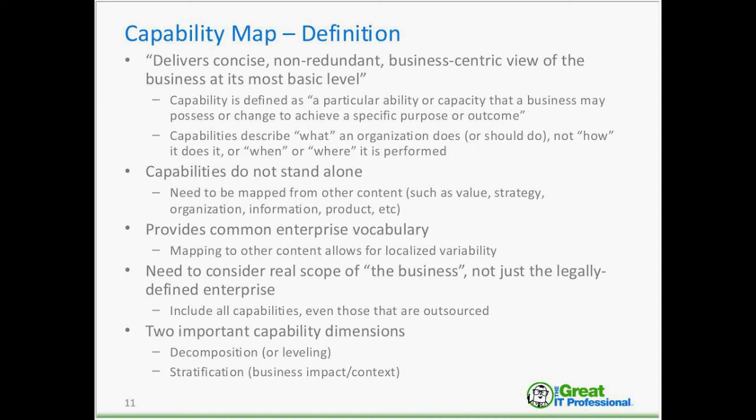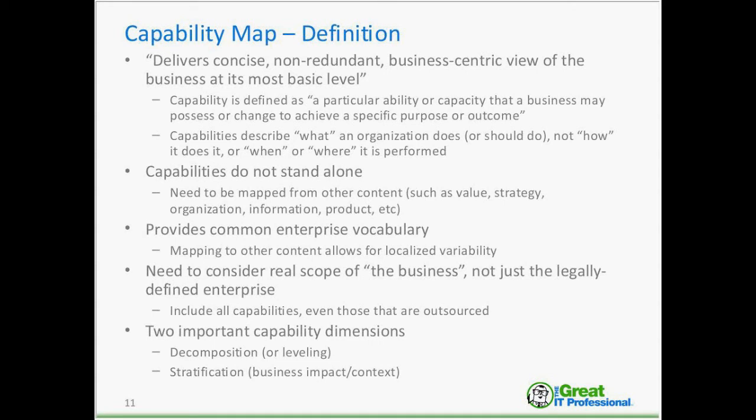Because in a vacuum, you'll look at it and all the words and everything might make perfect sense, but then when you start rationalizing it by mapping it to processes or organizations or IT applications, that's really going to provide a good dimension to help you determine: did I name the capability correctly? Is it grouped correctly in the hierarchy of the taxonomy?